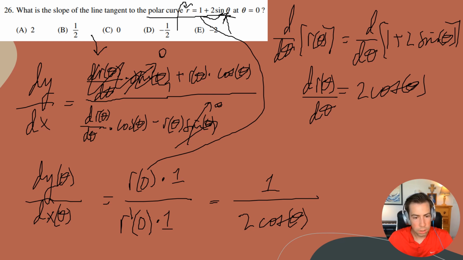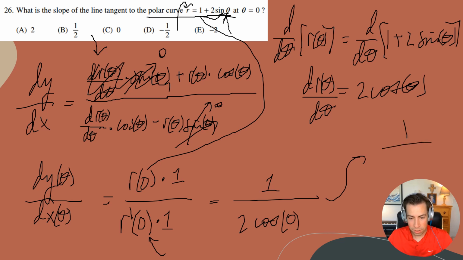Theta is 0, so I will need to substitute in a 0 for the cosine. So I'll have 2 cosine of 0. I know that that's just going to be 1. So I will have 1 divided by 2 times 1, which is in fact 1/2.